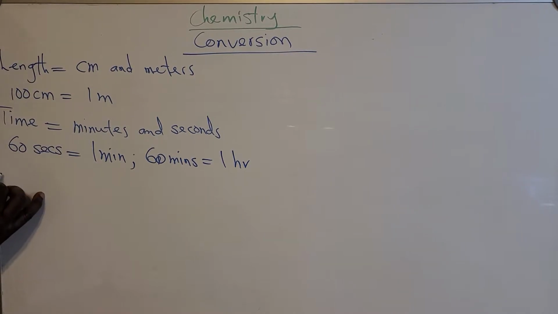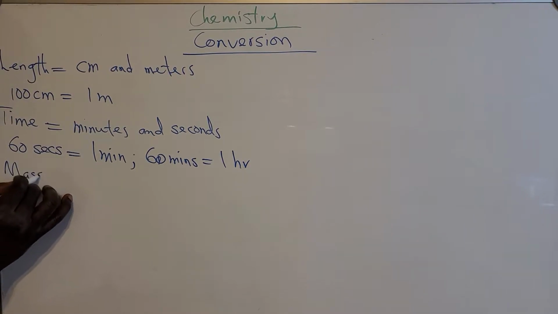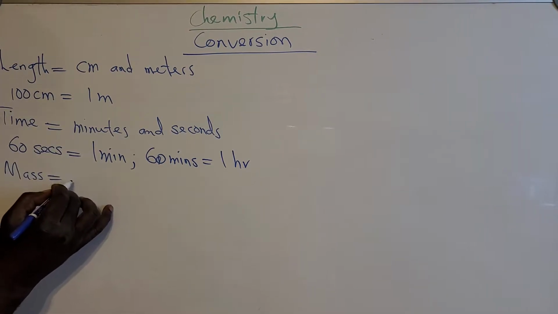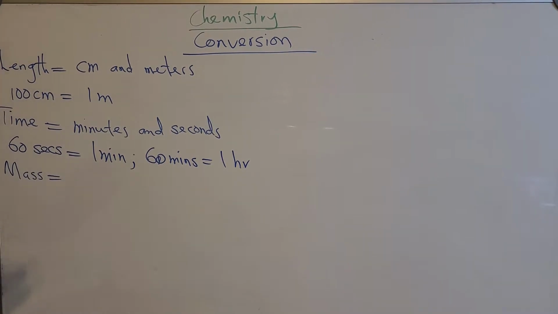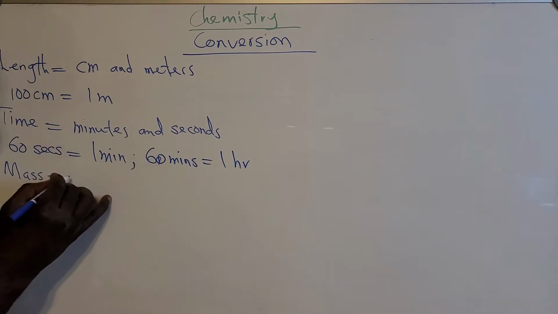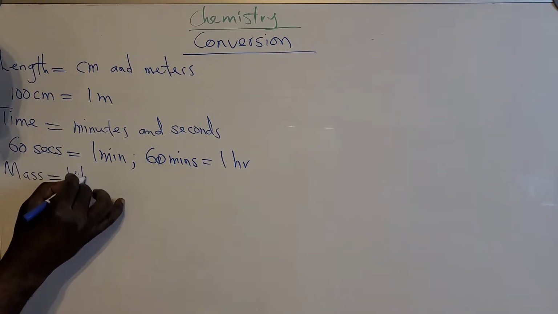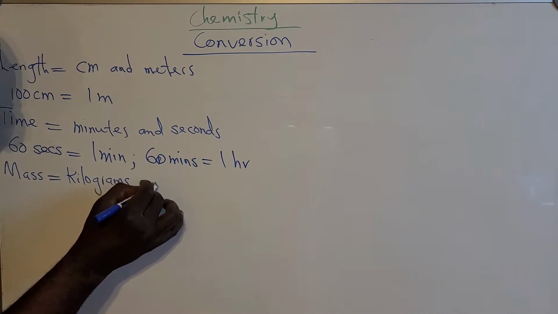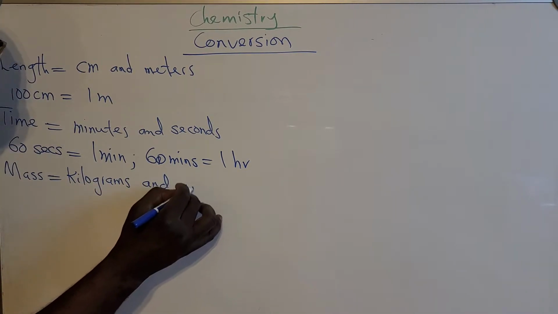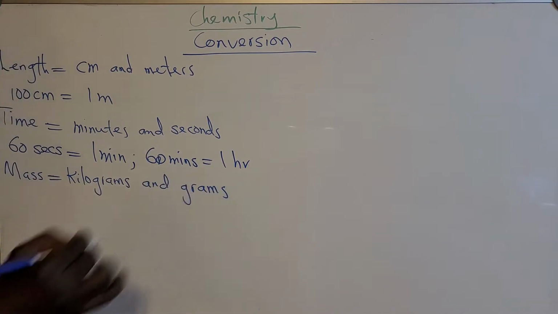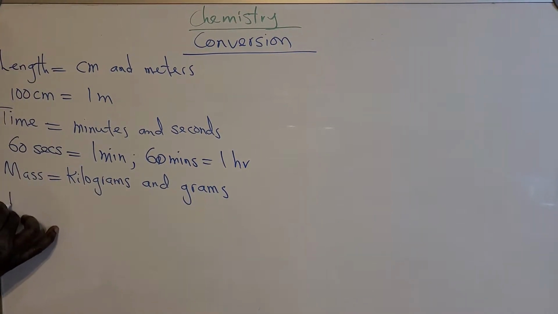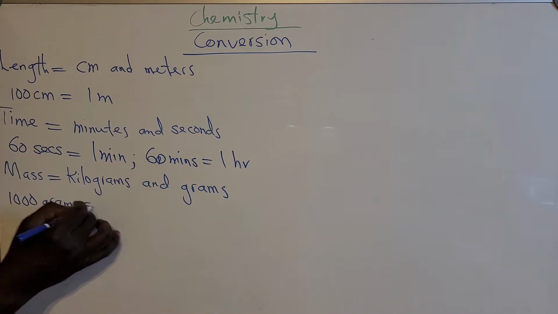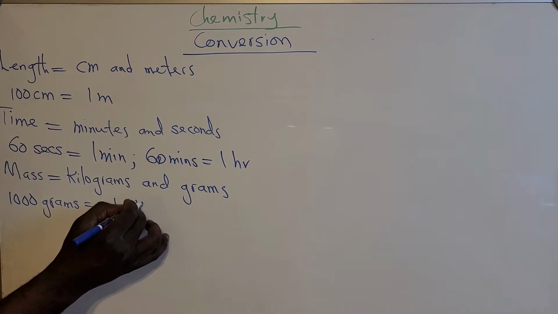And the next one is mass, okay? Mass. So in mass, we know that we use mostly grams and kilograms. We don't use pounds in SI units, we use kilograms. And for the most part, we use grams in chemistry. So we know that 1,000 grams is equal to 1 kilogram. We know that.